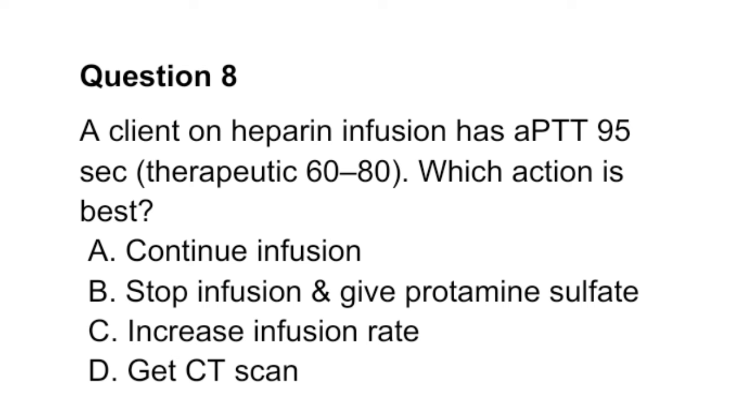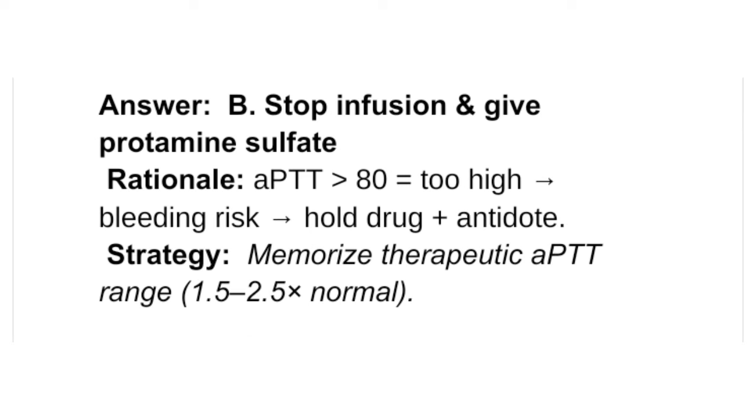Question 8. A client on heparin infusion has an APTT of 95 seconds, therapeutic 60 to 80. Which action is best? A. Continue infusion. B. Stop infusion and give protamine sulfate. C. Increase infusion rate. D. Get CT scan. Answer: B. Stop infusion and give protamine sulfate.